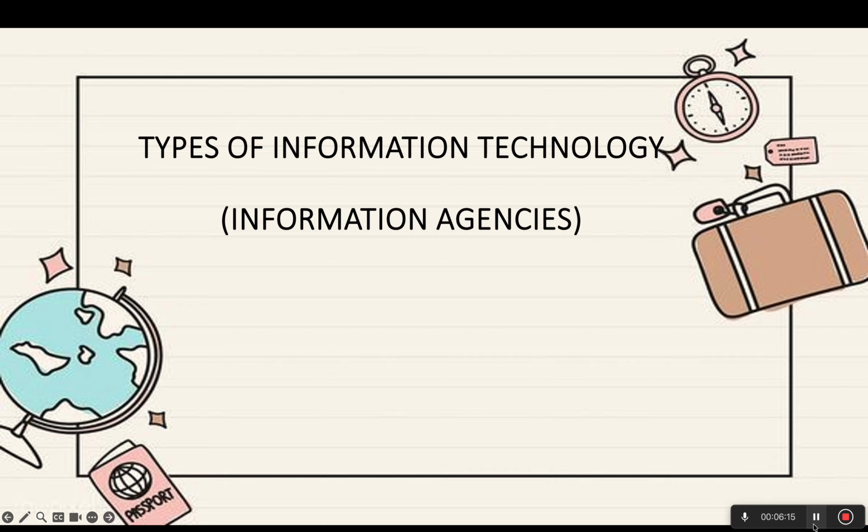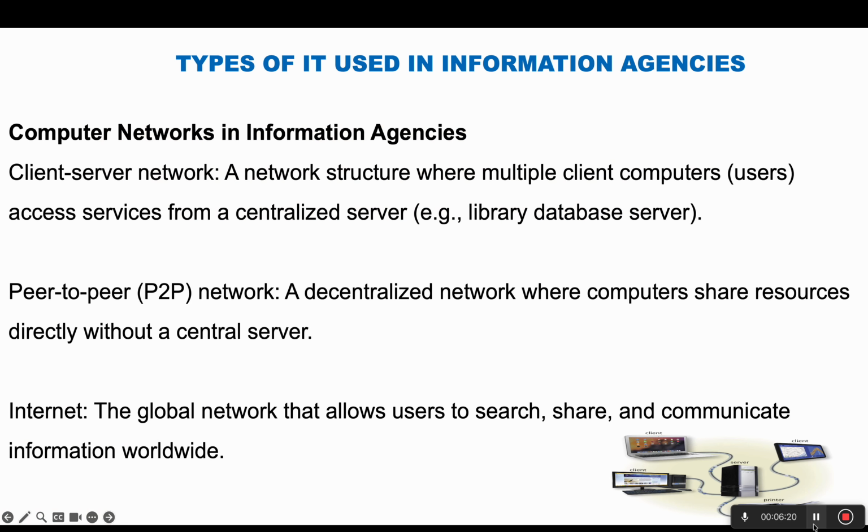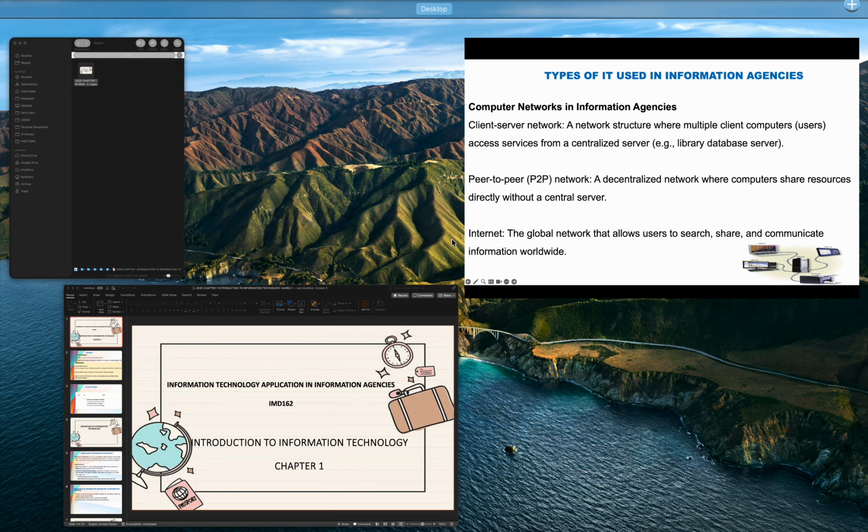Okay, for the next, we will go into types of IT in information agencies. First is computer networks in information agencies. We have a client-server network. Okay, client-server network. I will show you a few examples.